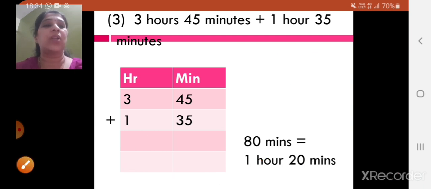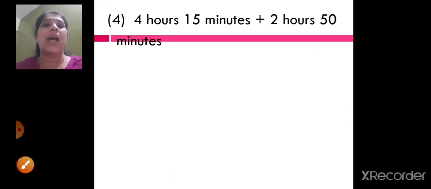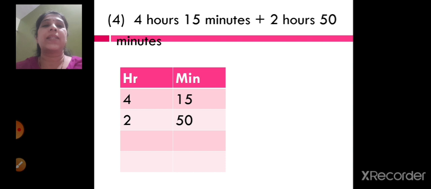So let's move to the fourth one. 4 hours 15 minutes plus 2 hours 50 minutes. So again we'll prepare a table, hours and minutes, right? So 4 hours 15 minutes. 4 we will write in the hours column and 15 we will write in the minutes column. 2 hours 50 minutes. So again 2 we will write in the hour column and 50 we will write in the minutes column. So we'll now carry out the addition.